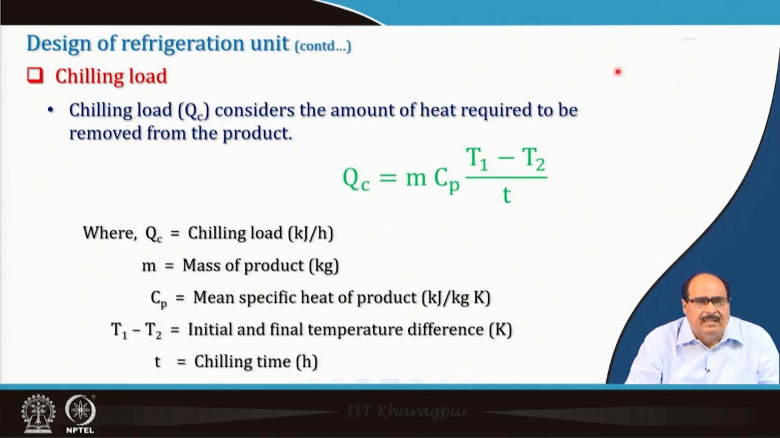Okay. Let us see chilling load. This chilling load QC considers the amount of heat required to be removed from the product. QC is equal to M Cp (T1 minus T2) by t, where M is the mass of the product, Cp is the mean specific heat of the product, T1 minus T2 is the initial and final temperature difference, and small t is the chilling time.